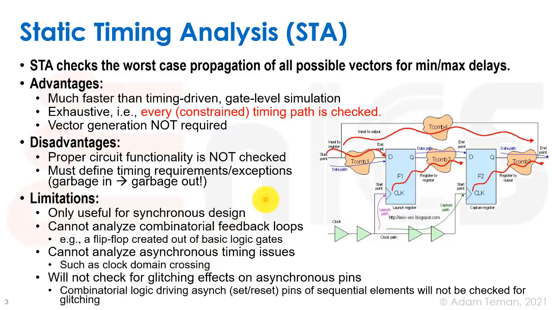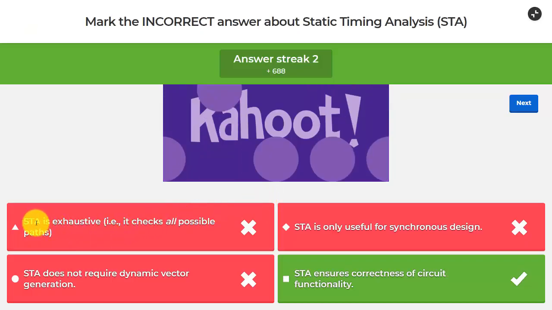Okay, so those are the things that are actually in the Kahoot. The first thing is that STA is exhaustive, and that's a really impressive, important and very cool thing. Once we run STA, we know that, at least from a static point of view, our whole design is going to work. It's only useful for synchronous design. If we have asynchronous design approaches, we're going to have to take a different approach to validate or verify those types of paths. And I'll tell you the truth, that's why it's really done sporadically, if at all, in common designs that you'll find. STA does not require dynamic vector generation, so that's another thing that's very true.